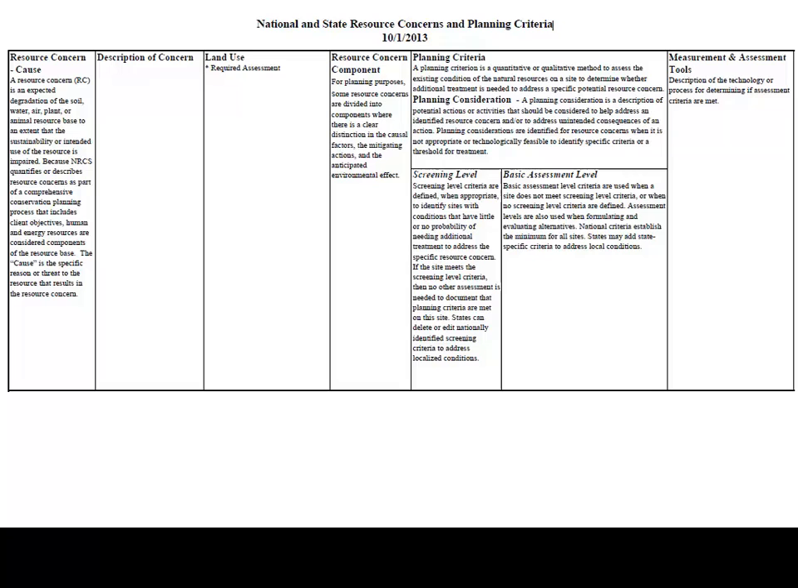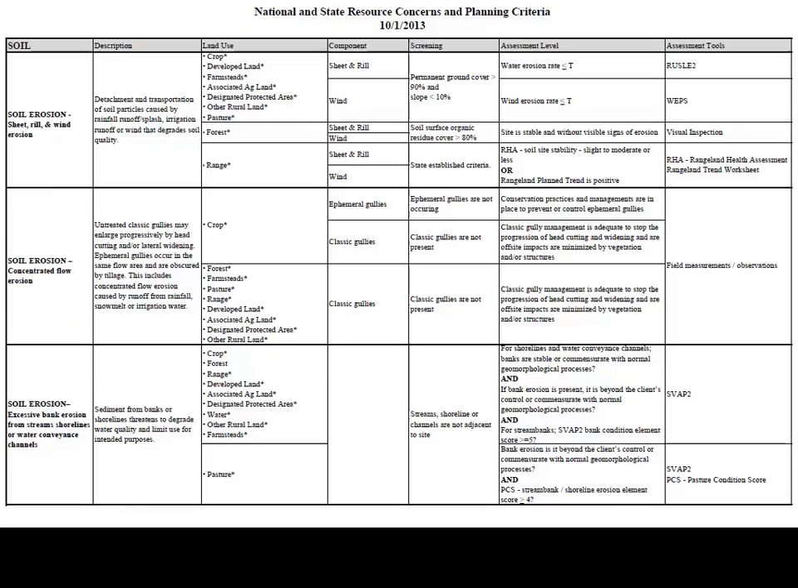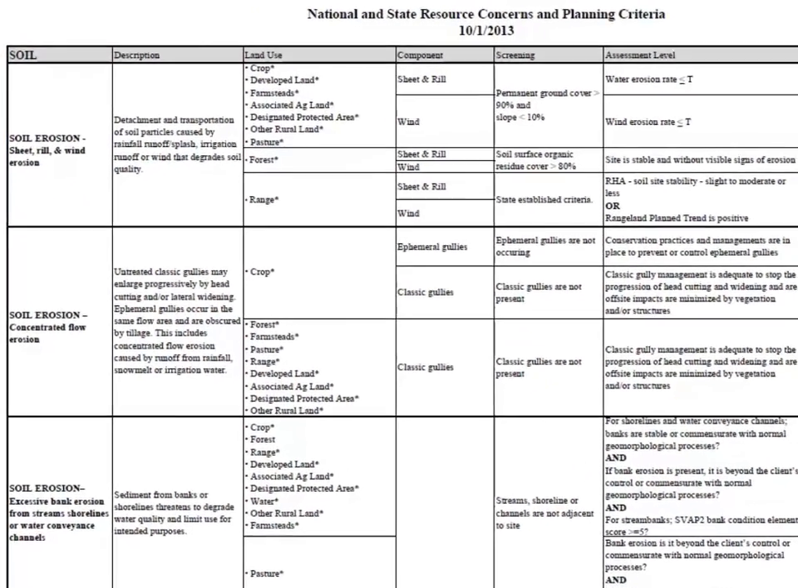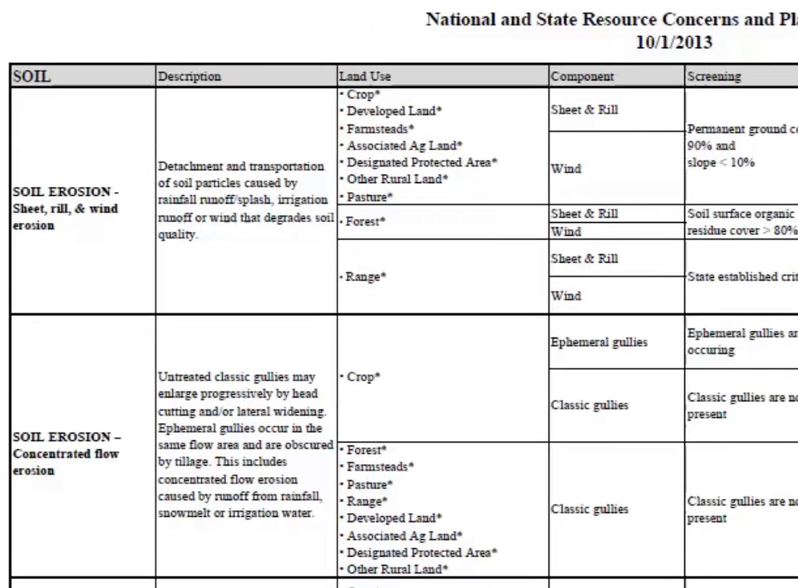Well, let's go to the next page and work our way across to see an example for soil erosion and how the information in the columns relate to one another. Column 1 has the resource concern and cause. In the example pictured, soil erosion is the resource concern and sheet, rill, and wind erosion is a cause. In column 2, we have a description for the concern.